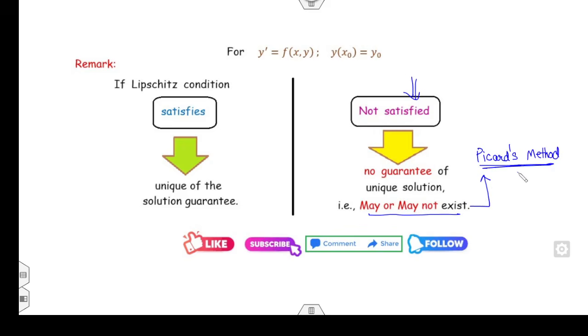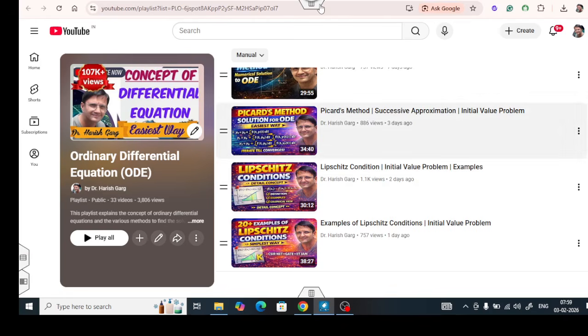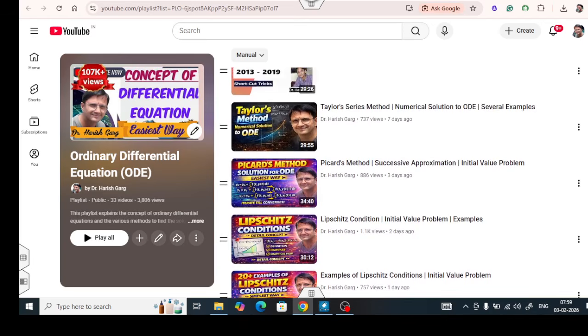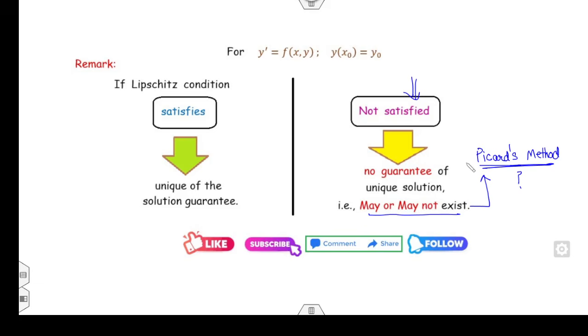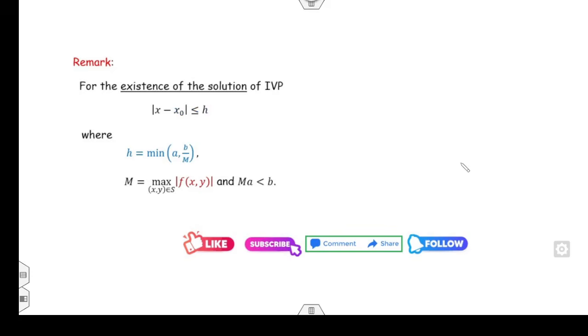And how can you apply Picard's method? You can see my previous lectures on Taylor's method, and this is the lecture on Picard's method. Fine. That lecture will provide you various examples and concepts, showing whether with Picard's method the solution is unique or not. Clear? Chaliye.